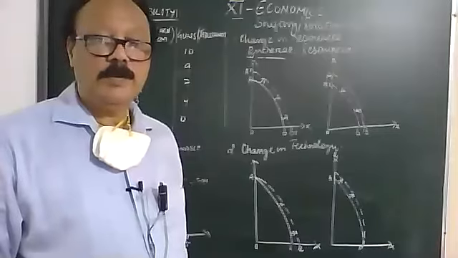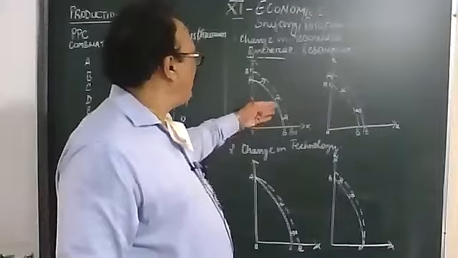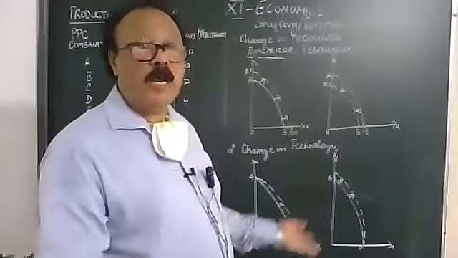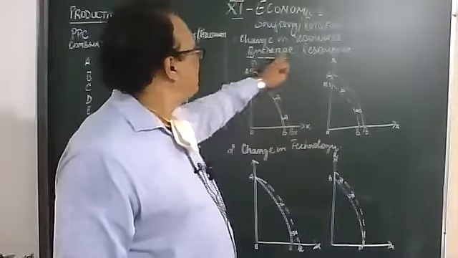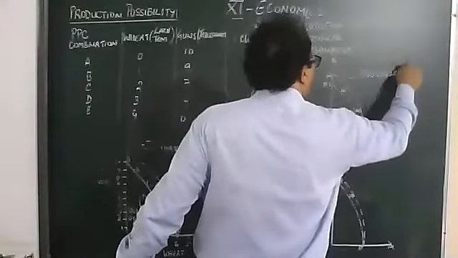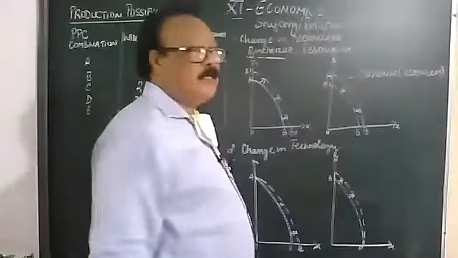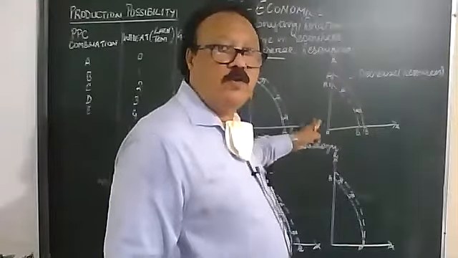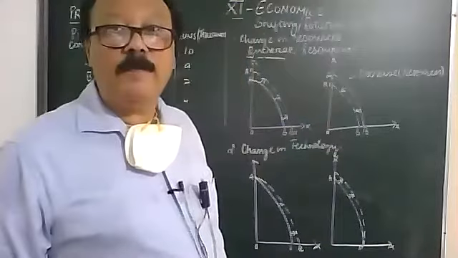Have you all understood this? What is the difference between shifting and rotation? Shifting can be caused when there's an increase in resources. More resources we have, more can be produced simply. So we'll have a new PPC. So it shifts to the right. When there's a decrease of resources, what happens? Now we cannot achieve the PPC. It will shift to the left. We'll have a new PPC to the left. So this is called shifting.